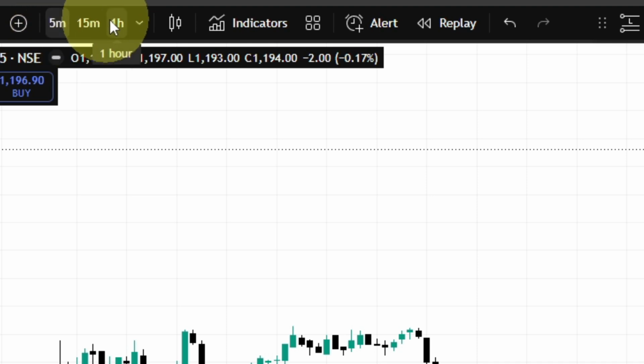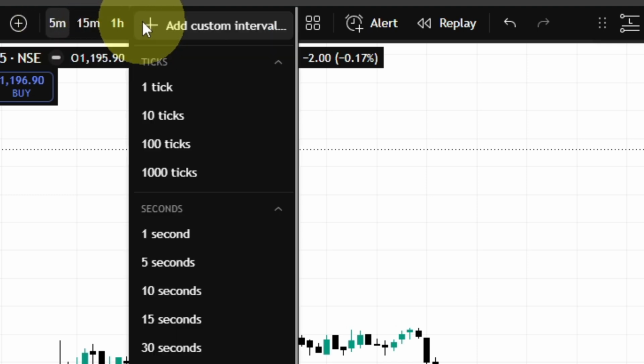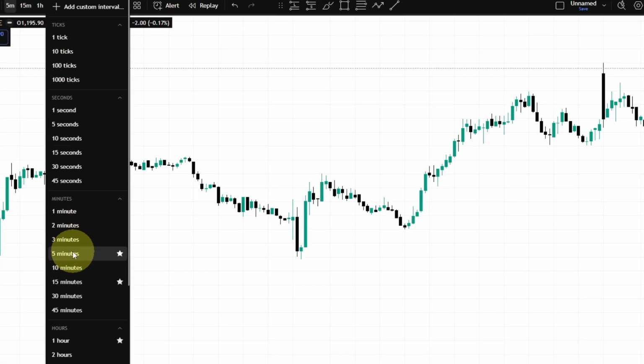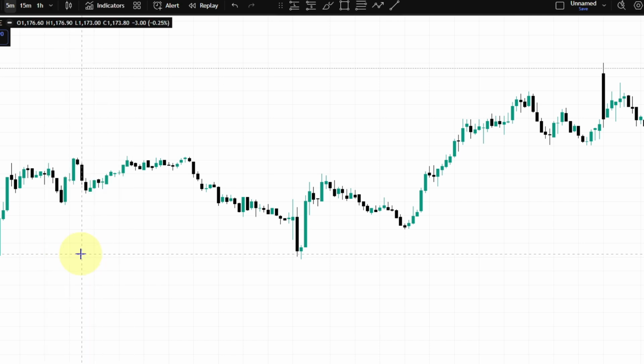Click on it. Or if you don't see these options here, just click on this little arrow. After clicking, you will find 5 minutes in this drop down menu. Click on it, and now we can see our chart is converted into a 5-minute chart.